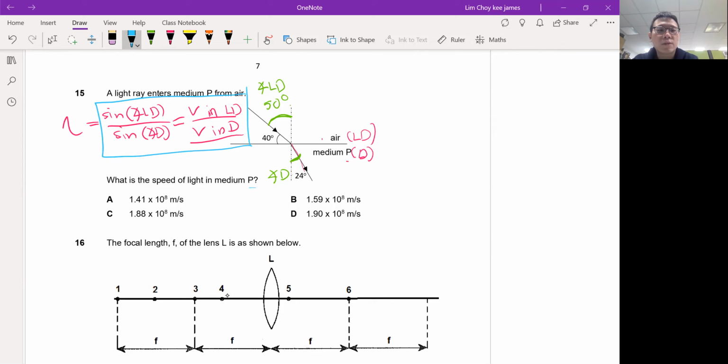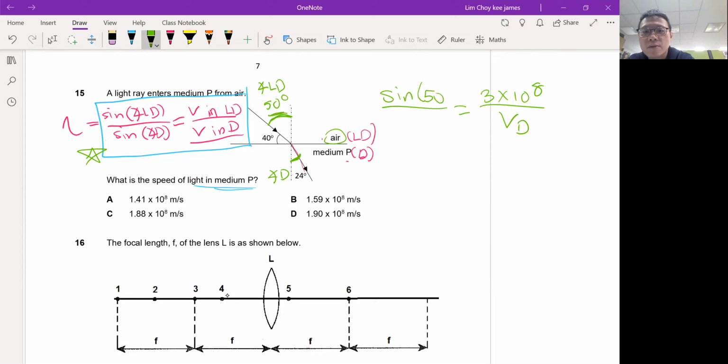Because the question asks for the speed in medium P, which is a denser medium. If you use this formula, you'll find that the speed in the less dense medium, which is air, you must know, the speed of a light ray in air is 3 times 10 to the power 8. The speed in the dense medium is what you're going to find. Left side will be sine of the angle in the less dense medium, which, like I mentioned before, is 50 degrees. Then the dense medium will be sine 24.